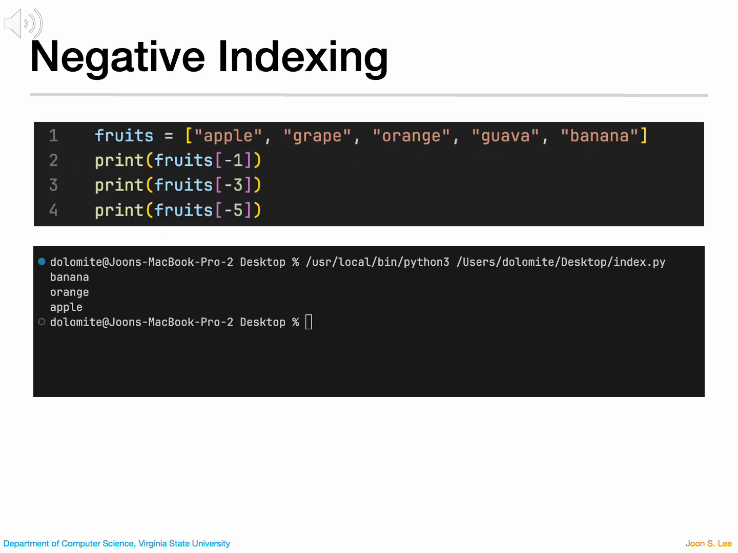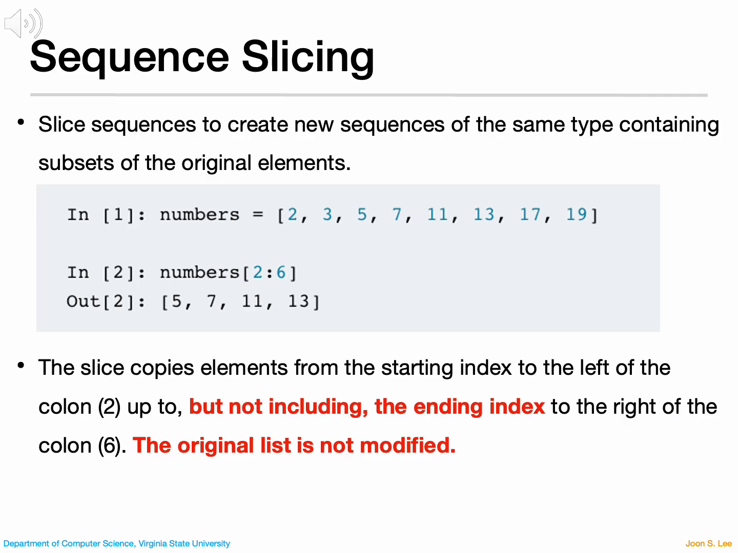Negative indexing allows us to access elements starting from the end. An index of -1 refers to the last element. -2 refers to the second to last, and so on. In this example, fruits[-1] gives us banana. fruits[-3] gives us orange. And fruits[-5] takes us all the way back to apple. Negative indexing is very useful when you want to access elements from the end of a sequence without needing to know its exact length. Now let's take a look at sequence slicing.